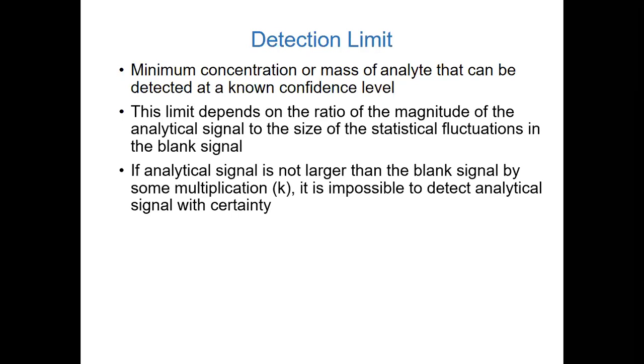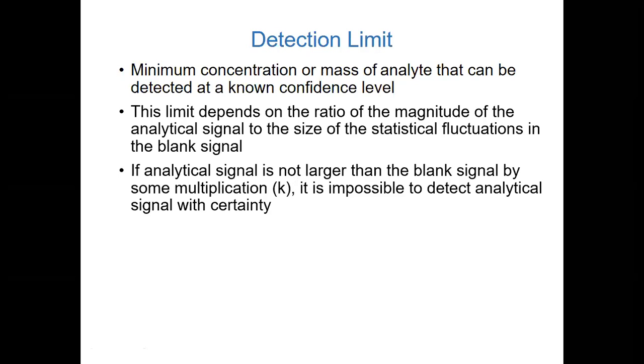This limit depends on the ratio of the magnitude of the analytical signal to the size of the statistical fluctuations in the blank signal. The ratio between the analytical signal and the blank signal determines the limit of detection. For example, if the analytical signal is not larger than the blank signal by some multiple, let's say k, it is impossible to detect the analytical signal with certainty. That's true. Suppose the blank signal: for any instrument, blank means there is no analyte, but even without analyte, the instrument gives some signal, and that is the blank signal.